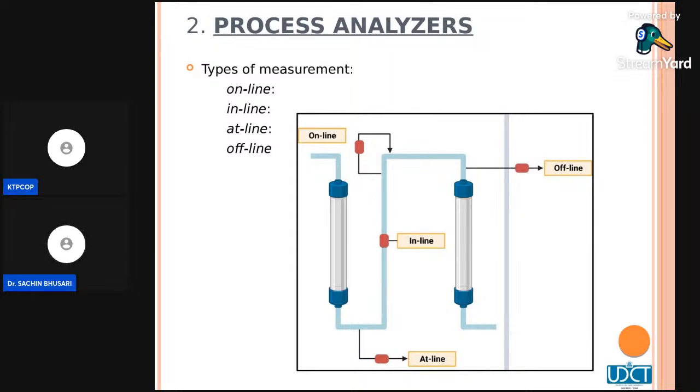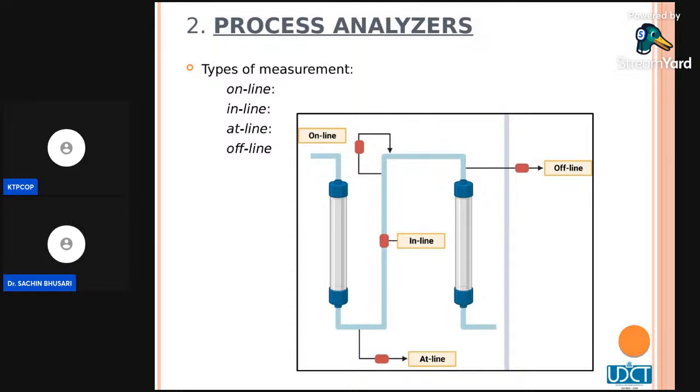Now, for inline testing, or this type of measurement, your instrument is in line with the process. It is part of the process. For online, it is a loop. For inline, it is inside the process. So, if the product flow is from this direction, it will pass through the instrument. It will be a continuous flow through the instrument, and it will be called inline.